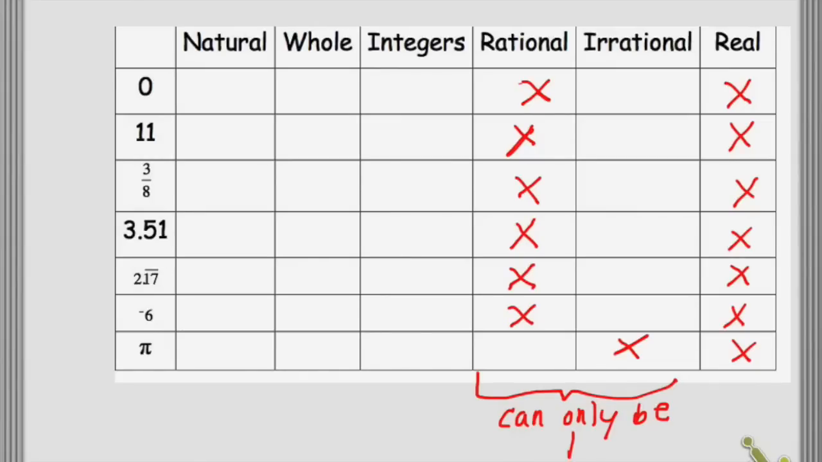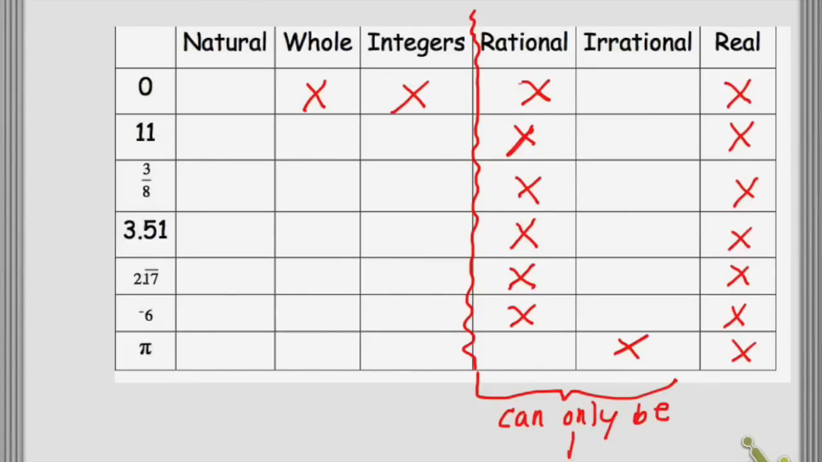Now we look at the values individually. So I'm just going to draw a split down here because these could be more than one category over here. You just have to look at what they are. 0 is not a natural number, but it is a whole number and an integer.